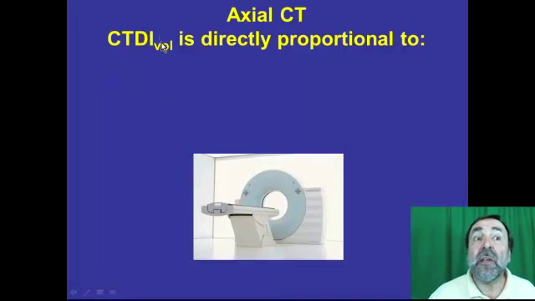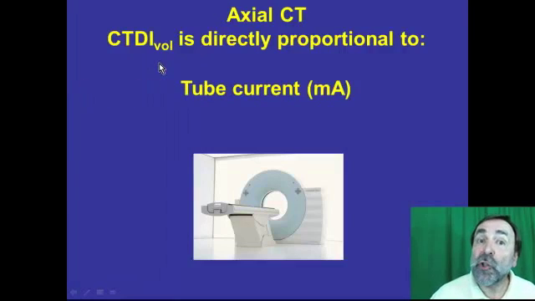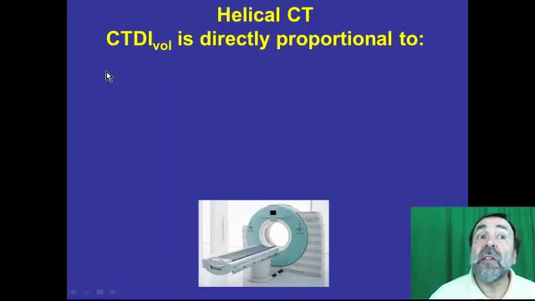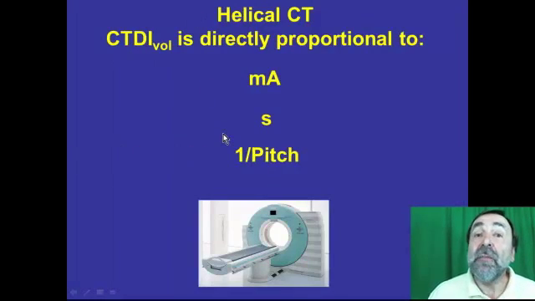So, in axial CT, CTDIvol is directly proportional to the tube current, the mA. It is directly proportional to the tube rotation time, s, and it is therefore proportional to the mAs. In helical CT, CTDIvol is directly proportional to the mA, and if all the other parameters are kept constant, it is proportional to the X-ray tube rotation time, and it is inversely proportional to the pitch. Again, I emphasize that all the other parameters must be kept constant, and if that happens and you double the pitch, CTDIvol will be reduced to 1/2, and if you halve the pitch, CTDIvol will be doubled.